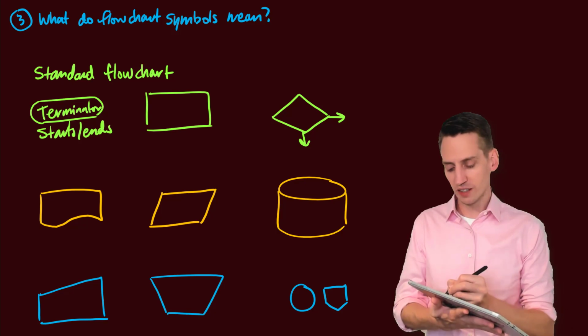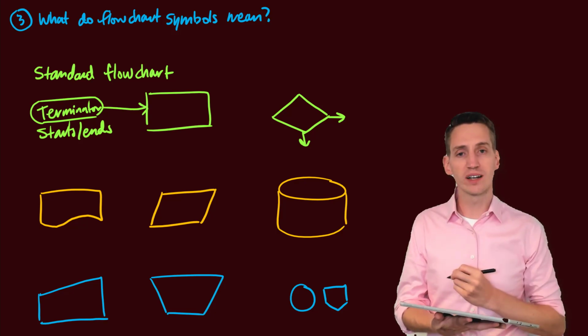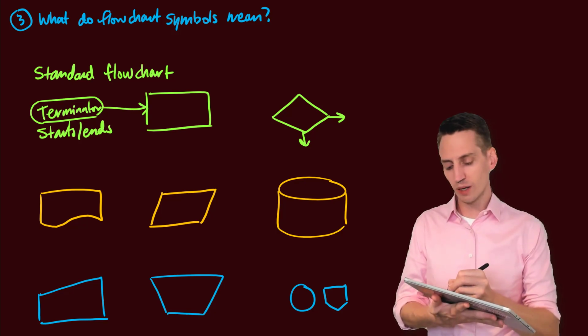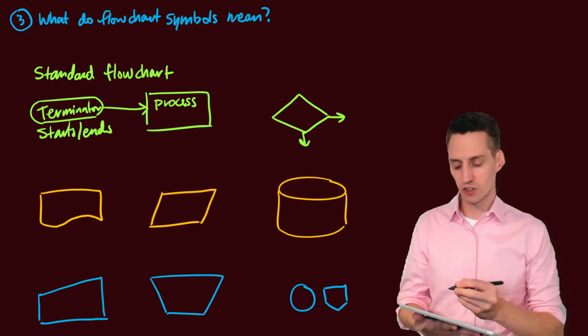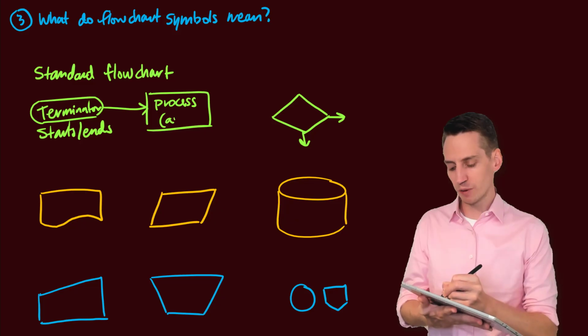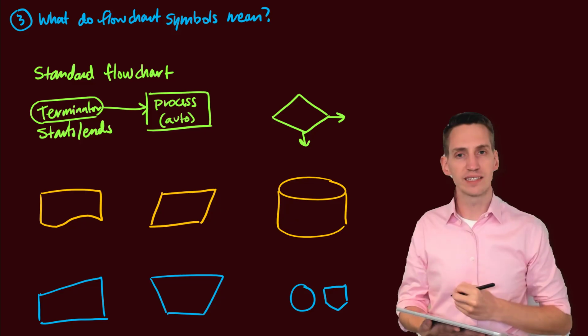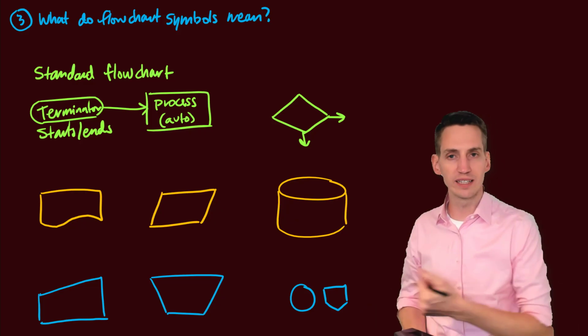From the terminator, we move over to this rectangular box. This rectangular box represents a process. And in more complex flowcharts, this would specifically represent an automatic process, meaning something that a computer does automatically.